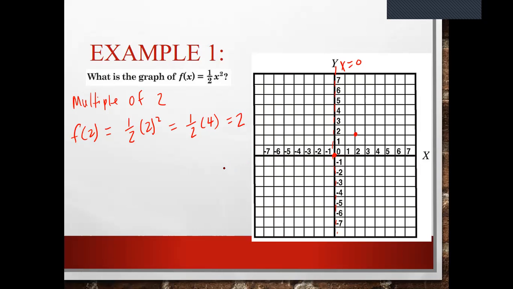So at 2, I'm at 2. Still with me? All right, and then what would be my next multiple of 2? 4. So we're going to do f of 4. And so we have 1/2 times 4 squared, which gives me 1/2 of 16, and half of 16 is 8. So at 4, I would be at 8, which is off the grid.